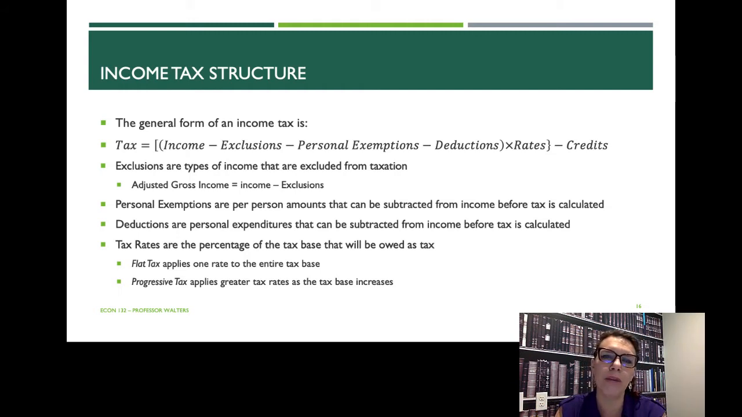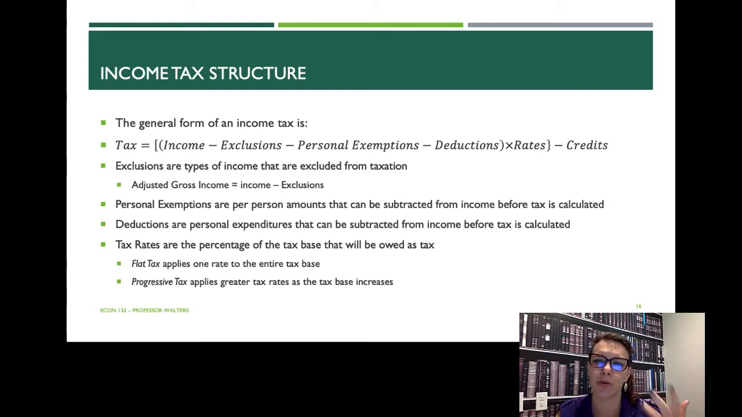And so basically, your adjusted gross income is your income minus any excluded income, and then your taxes are based on that adjusted gross income minus exemptions minus deductions times the tax rate minus credits. Personal exemptions are a per person amount that's subtracted, basically saying, okay, take into consideration the size of the family.